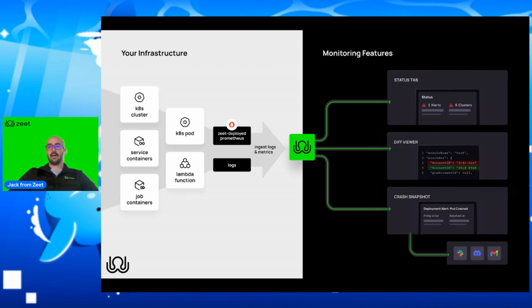You can do that. Again, we also have notifications. So every notification comes with a crash snapshot, which you can click into and get basically a debrief of everything that was going on with your cluster when the issue happened. So you can easily debug those, and those can again be configured to your Slack, your Discord, or your Gmail.